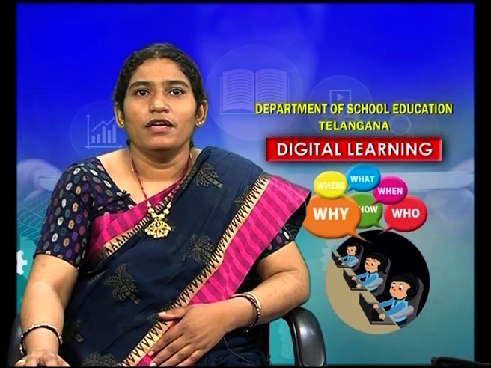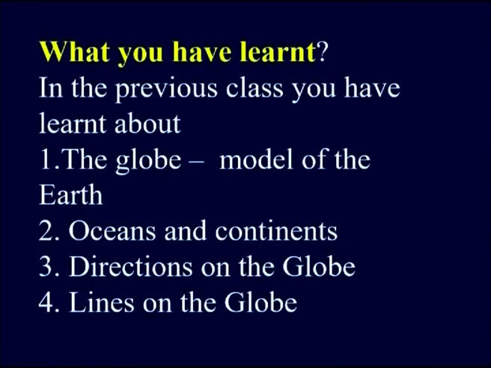Children, let us first recapitulate what you have learnt in the previous class, in the second lesson of your textbook. In the previous class, you have learnt about the globe, model of the earth, oceans and continents, directions of the globe, lines on the globe.